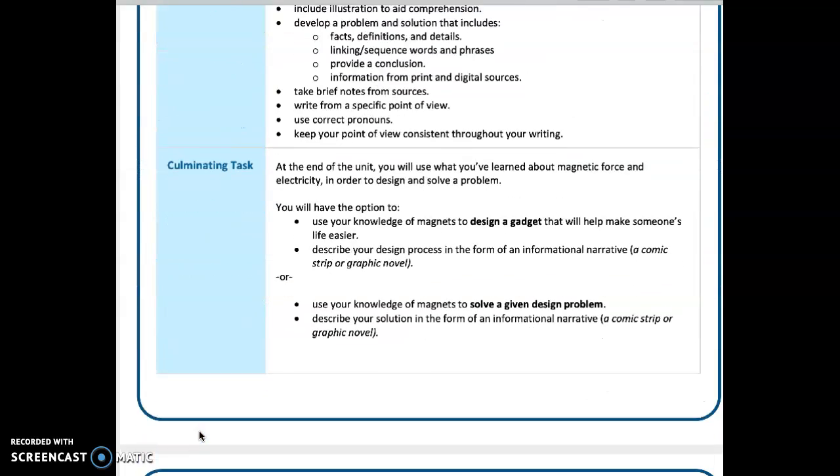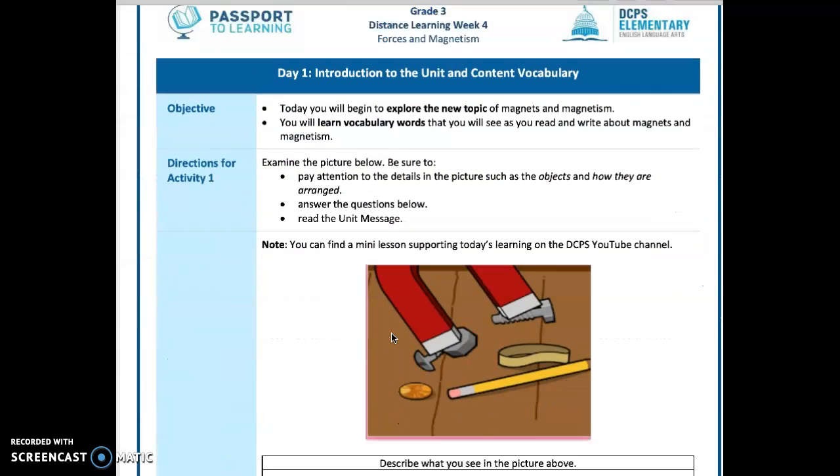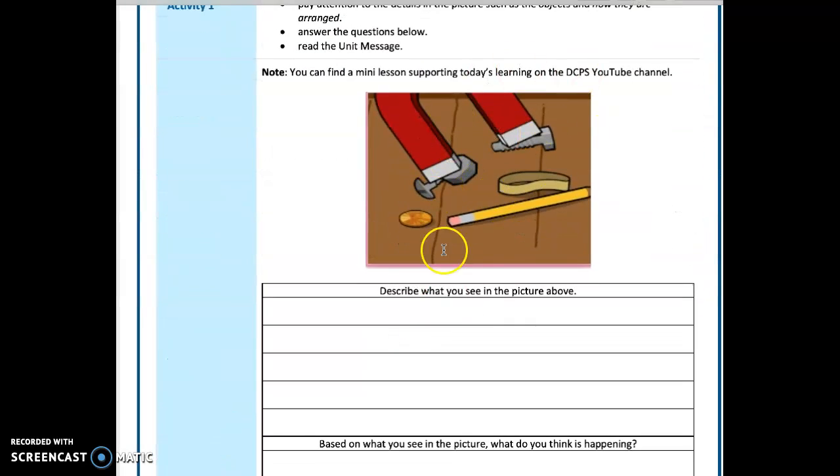So, yesterday, or previously, we worked on the introduction to the unit, the content, and vocabulary. We did our first read and we responded to the text. So let's go over and review some of the things that we did yesterday and Monday. On Monday, we watched a video about Moby and we talked about magnets.